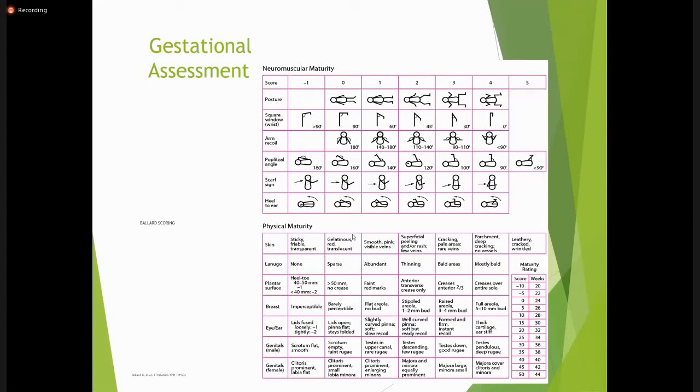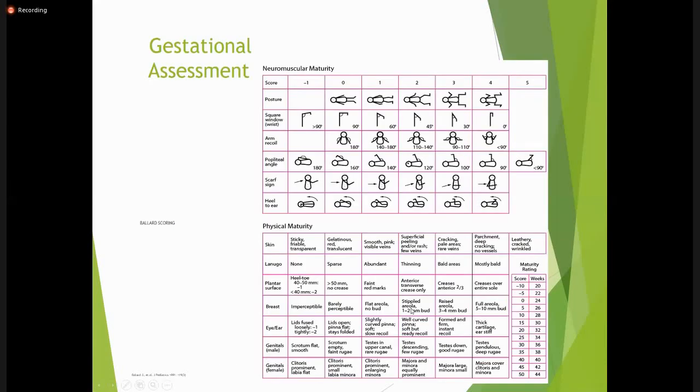And then physical maturity. Physical maturity is a bit easy. You just have to look at the skin. If it is sticky, friable, transparent, gelatinous, red, translucent, smooth, pink, with visible veins, superficial peeling, cracking, pale areas, parchment, deep cracking, leathery, cracked, wrinkled. Then lanugo: none, sparse, abundant, thinning.